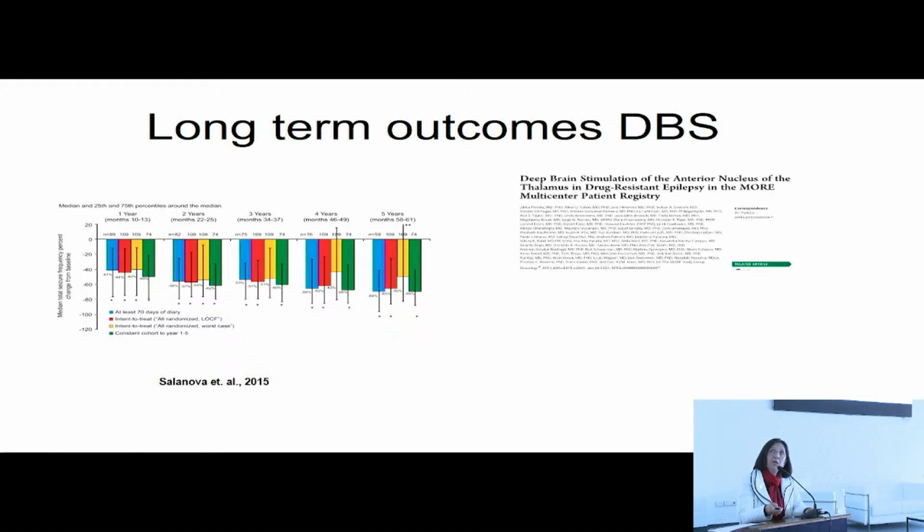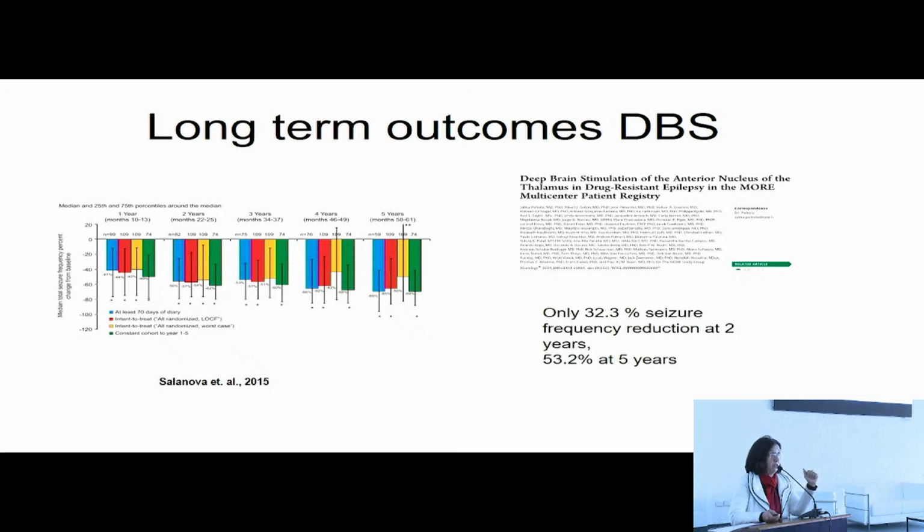However, what gave me a little bit of a pause is this study here. This was a registry called the MORE study, and this registry was in Europe. Everybody had a stimulator put into the ANT for epilepsy, and actually the results are kind of dismal. They only had a 32% seizure reduction at 2 years and a 53% seizure reduction at 5 years. So now they're of course looking at why that is, and whether they were not placed in the right place. So the word is still out.